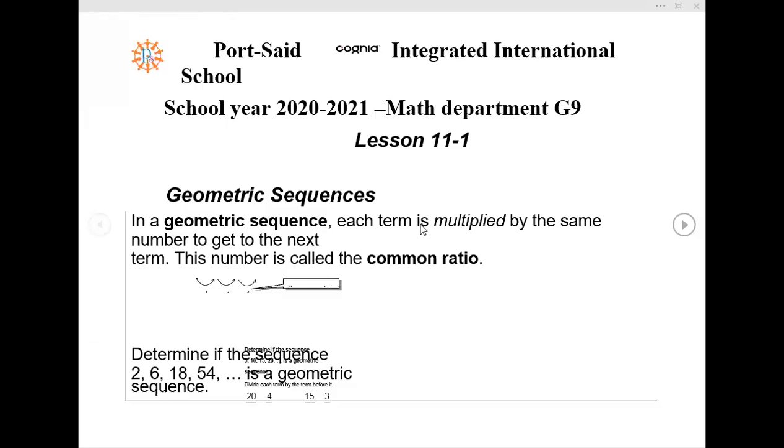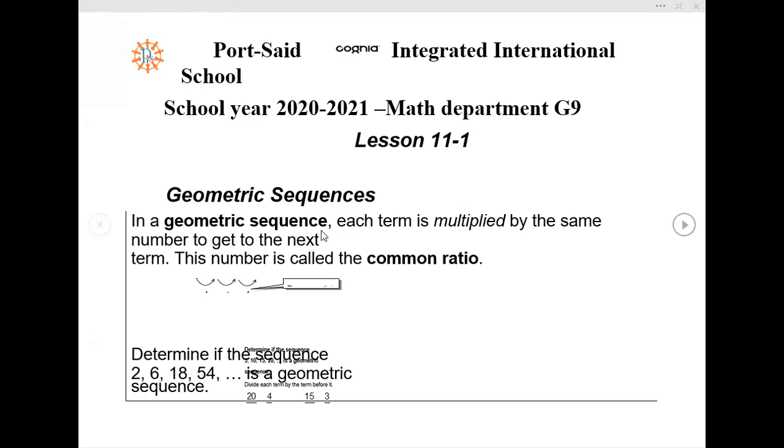Hello, grade 9. Today, inshallah, we are going to start with chapter 11, Algebra, and we will study lesson 11.1. In this lesson, we will study geometric sequences. So we want to know the meaning of geometric sequences.